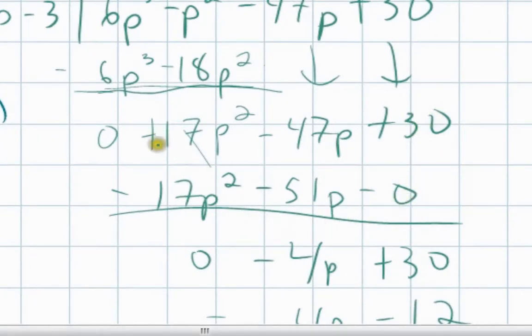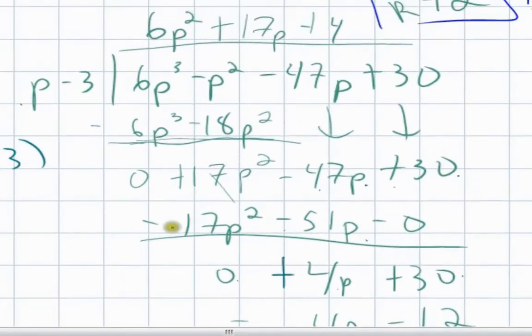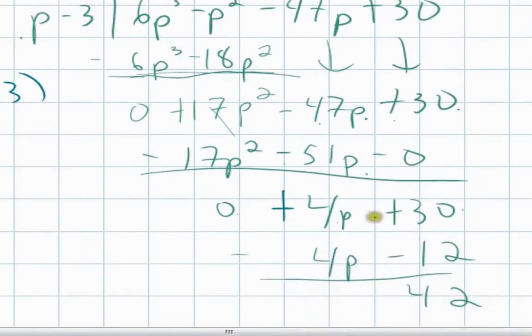So I did my subtraction. 17p squared minus 17p squared is 0. Negative 47p minus negative 51p is negative 4p. Plus 30 minus 0 is just 30. And so now I'm left with p into positive 4p would just be 4. And so I take 4p minus 12, which is what I got down here. 4p minus 12, and I did my subtraction.